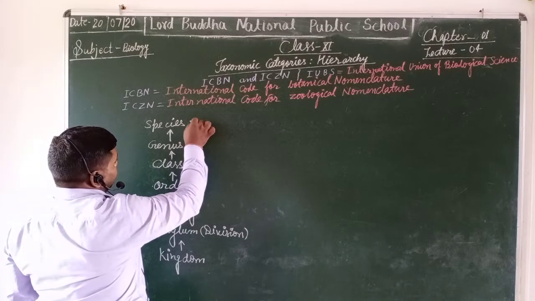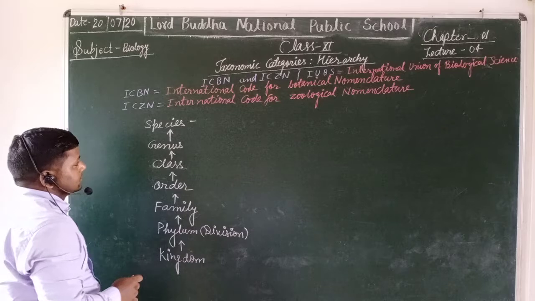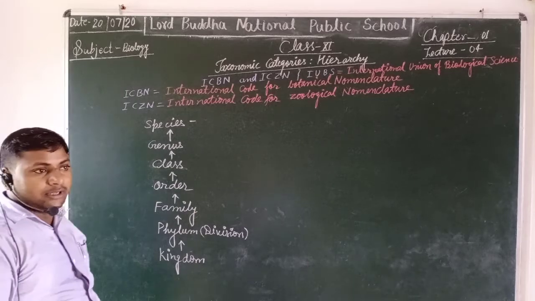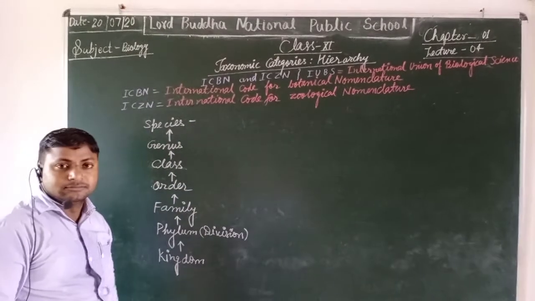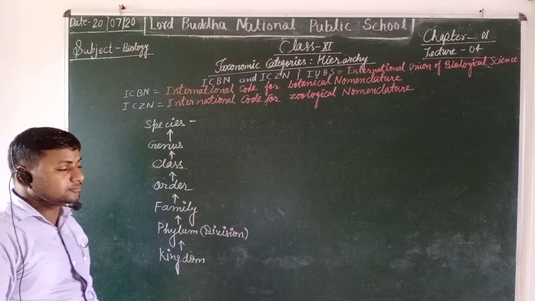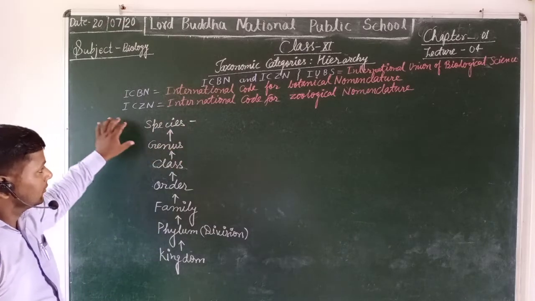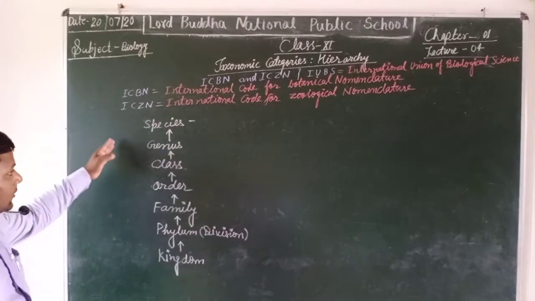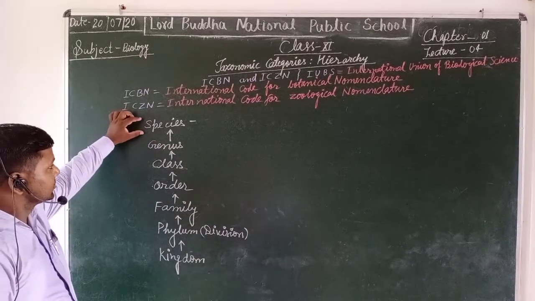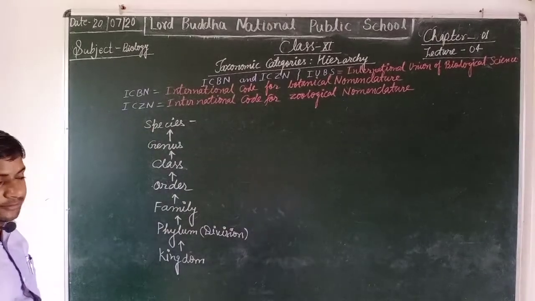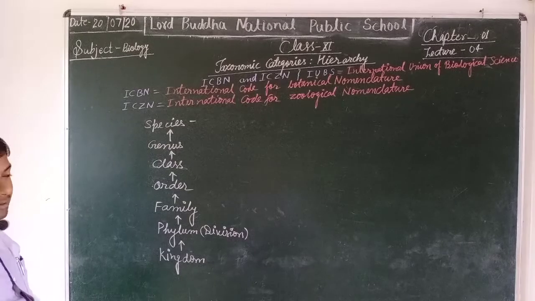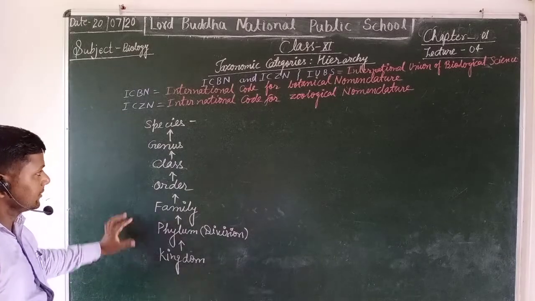Then how will we define species? Species is a group of organisms having one or more similar characteristics, close together and grouped into a particular taxonomic category known as species. Thus, students, species is the basic or fundamental unit of classification.